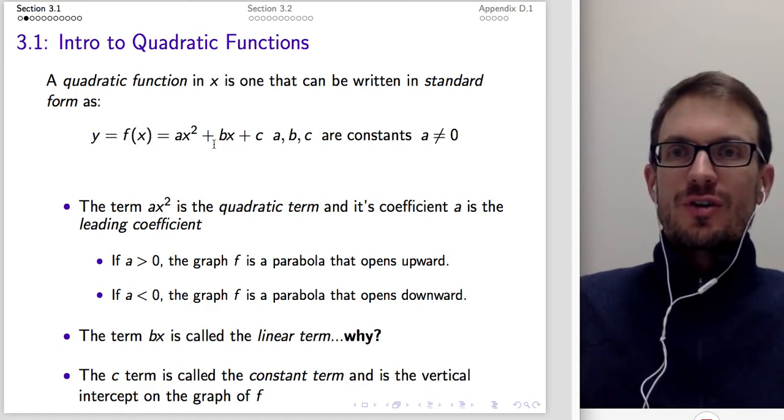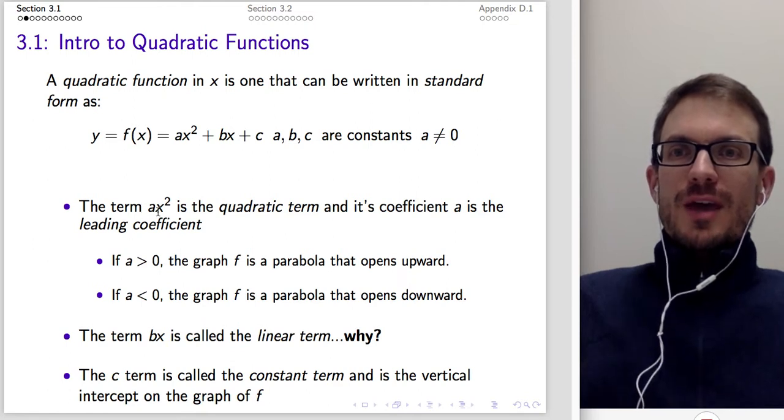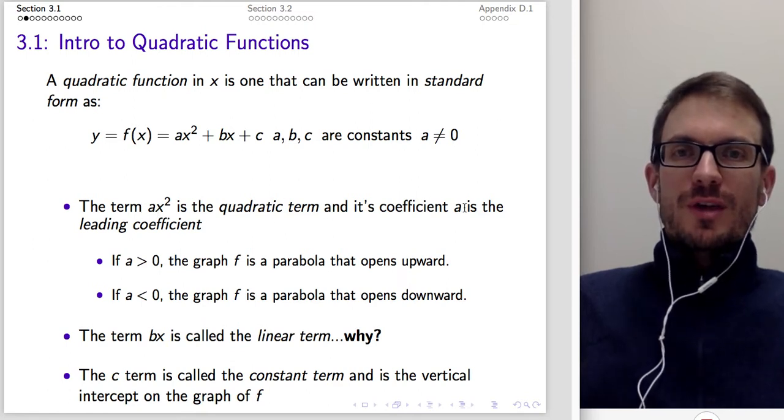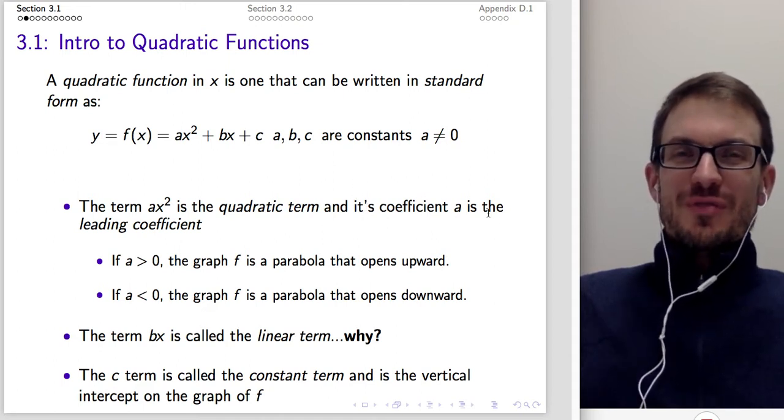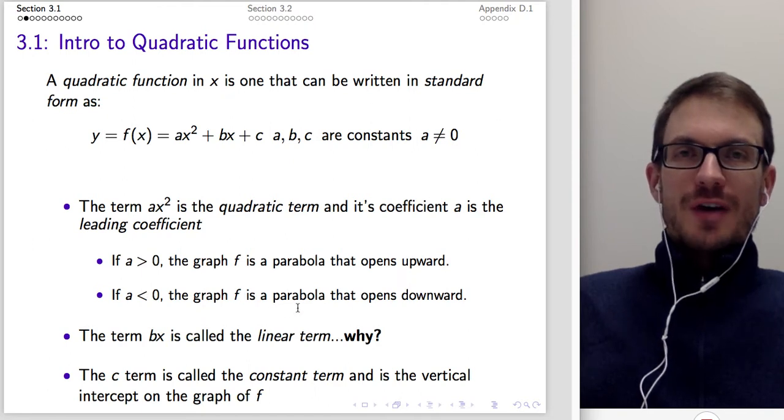This is the linear term. So, okay, the term ax squared is the quadratic term. Its coefficient a is the leading coefficient. So if a is positive, the graph is a parabola, and it opens upward. If a is negative, the graph is a parabola, and it opens downward.